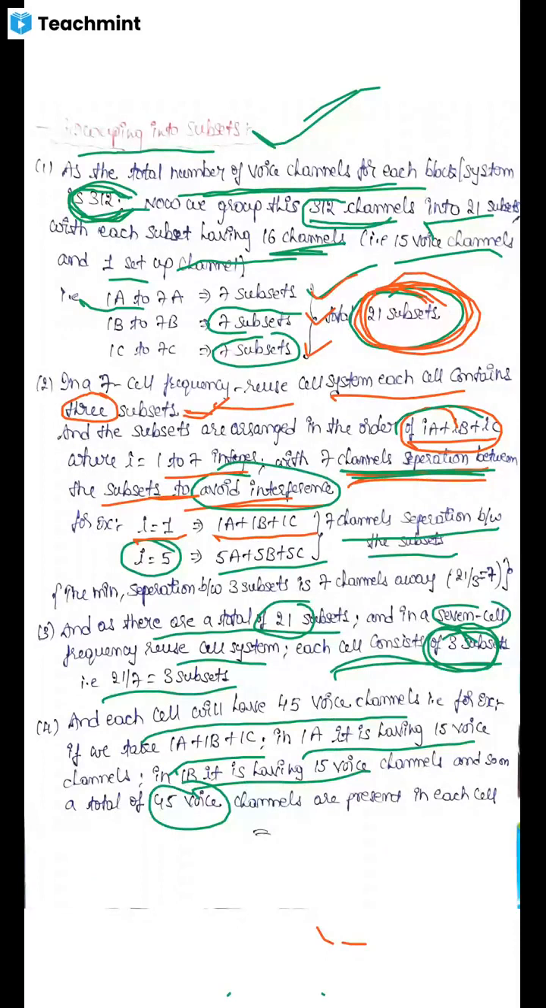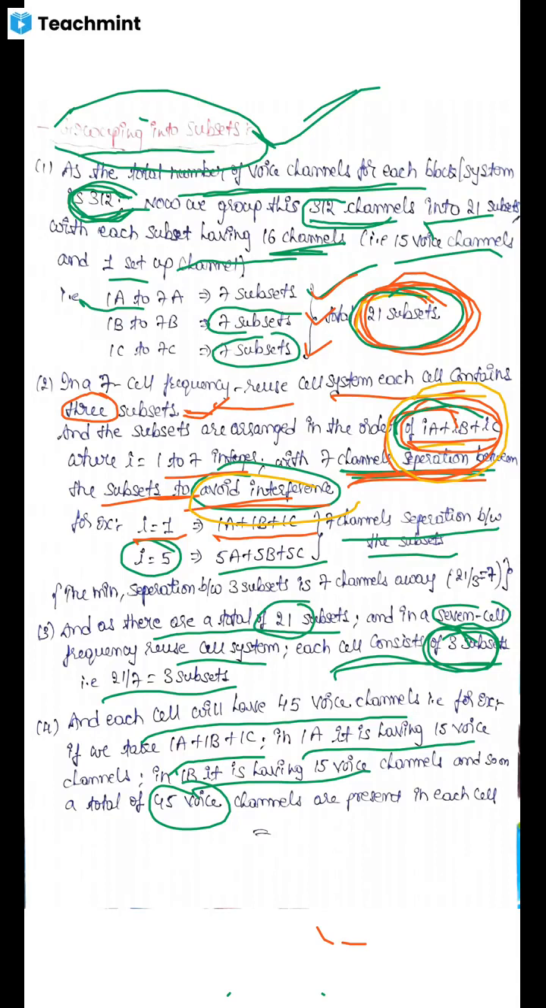After that, in block A and block B, the available 312 voice channels are grouped into subsets. How do we group? We group in the order of iA plus iB plus iC, so that we avoid interference. If you take the i value as 5, that is 5A plus 5B plus 5C. In that way, we avoid interference. That is, each subset will have a separation of 7 channels.